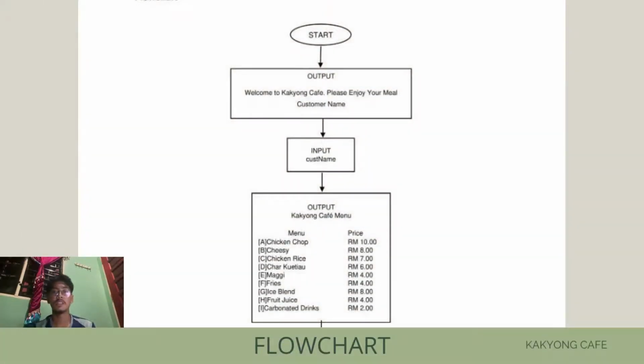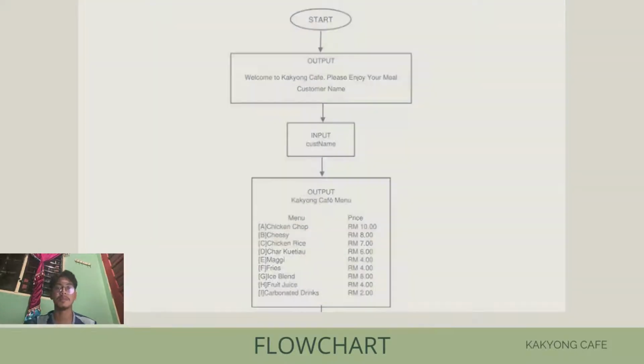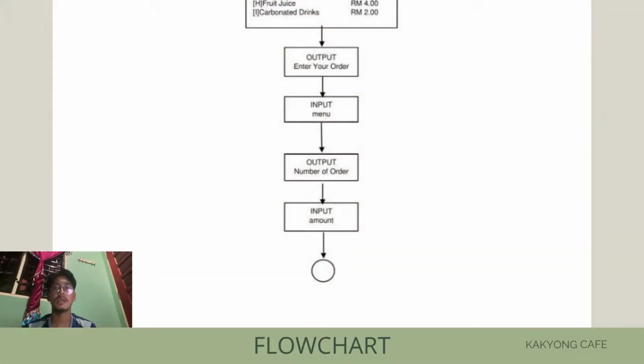Next, we continue to the flowchart. Start means the beginning of our flowchart. Then, we display the cafe name, which is Kak Yong Cafe, and then input the customer name. Then, we display the menu and the price. Then, we output the order and input the menu based on the menu that has been displayed. Next, we output the order and input the amount of the menu.